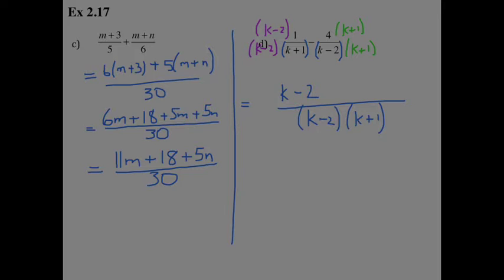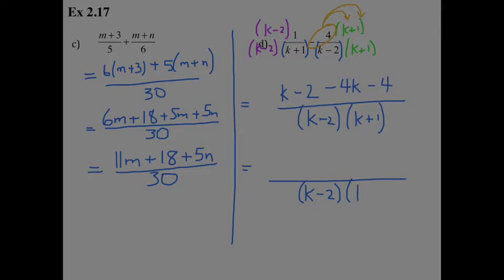This bit's a tricky part. Let me actually highlight this next bit. That's a minus 4 being multiplied to k and a minus 4 being multiplied to a positive 1. So when I do that, minus 4 times k is minus 4k. Minus 4 times positive 1 is negative 4. Now we tidy up our numerator. The denominator is exactly the same.